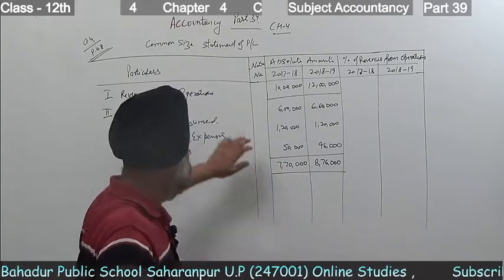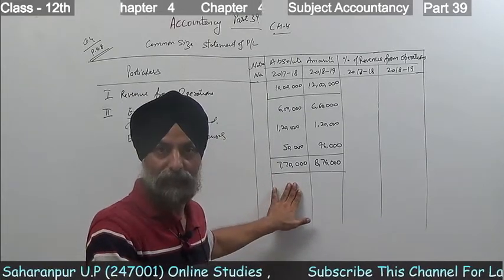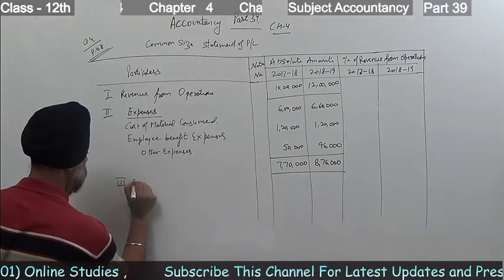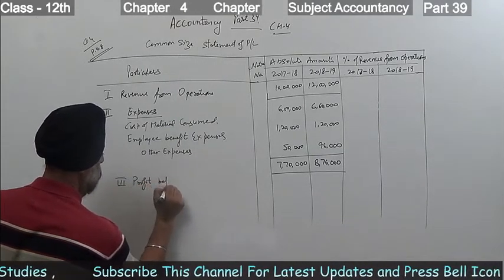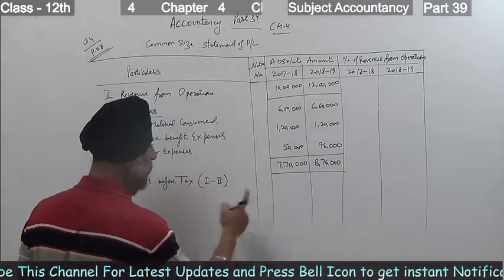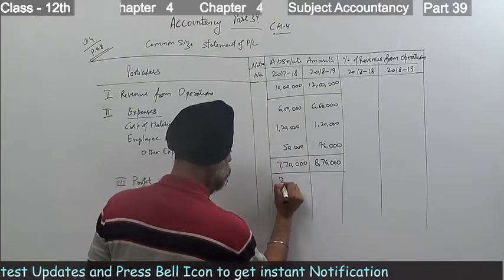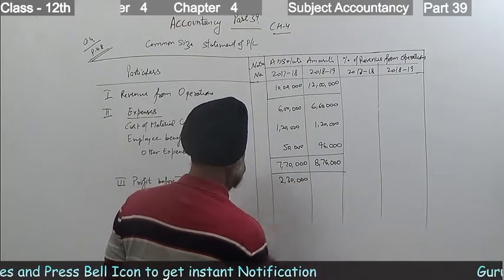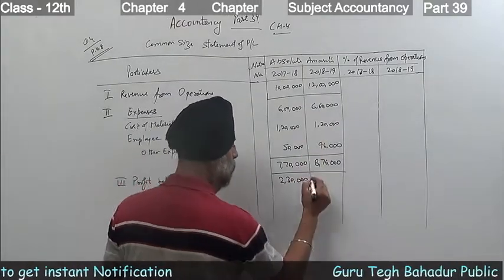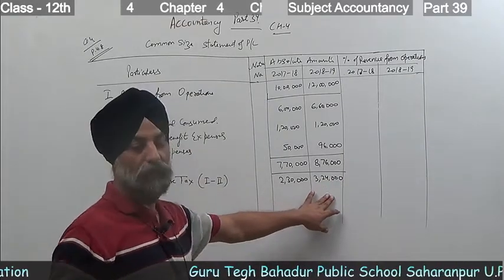Now subtract all these expenses from the income, then we'll get profit before tax. This is the third point, profit before tax. Subtract second from first, then we'll get the value. After subtracting this 770 from this 10 lakh, you will get 2 lakh 30,000 profit before tax. And subtract this 876 from 12 lakhs, we'll get 3 lakh 24,000 profit before tax.